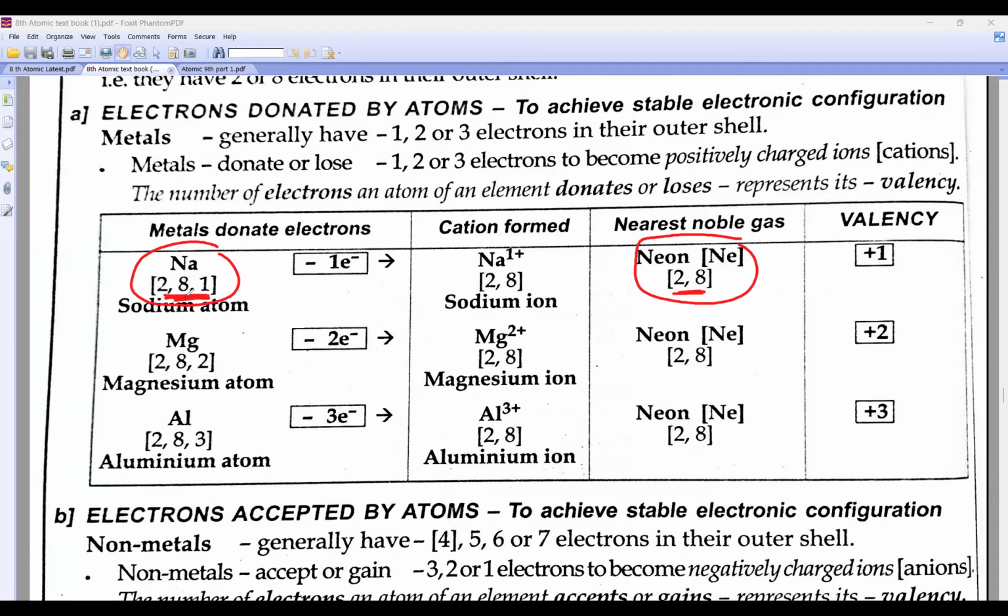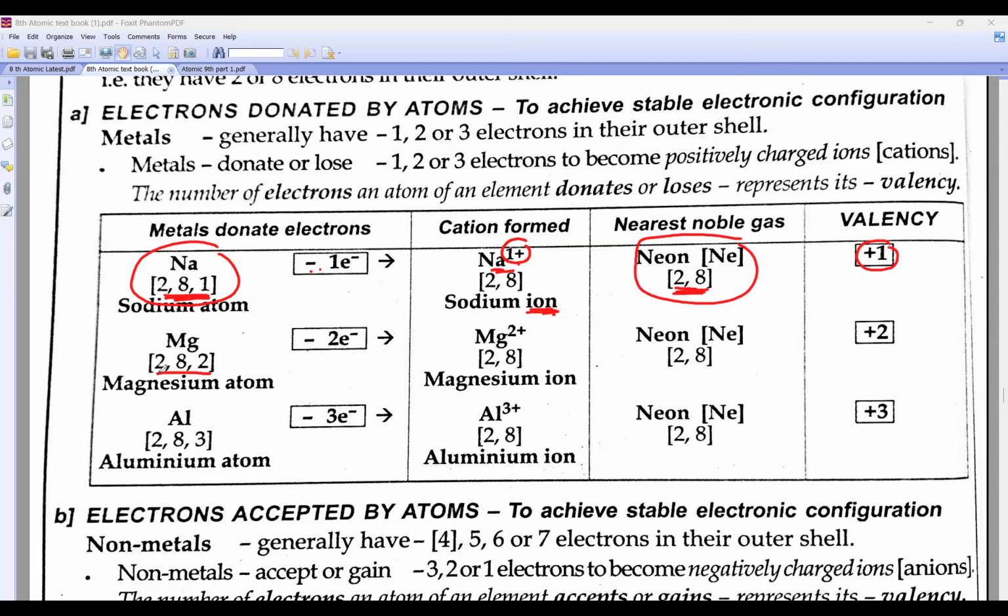In order to become like neon, what does it have to do? Gain an electron or lose an electron? Sodium is 2,8,1 and neon is 2,8. It has to lose one. So it will lose 1 electron and you will get sodium 1 plus. If an electron is lost, which charge will develop? Positive. Whenever a charged species is formed, we call it an ion. Sodium ion. So valency is +1.